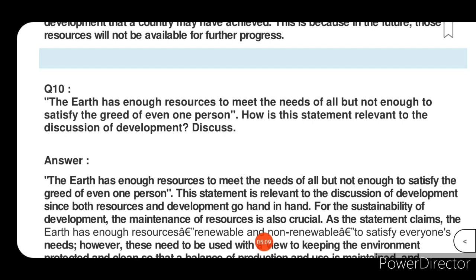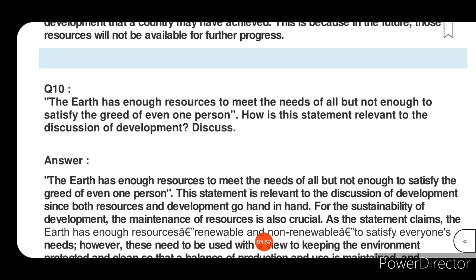even one person. The statement is relevant to the discussion of development since both resources and development go hand in hand. For sustainability of development, the maintenance of resources is also crucial. As the statement claims, the earth has enough resources, renewable and non-renewable, to satisfy everyone's needs. However, these need to be used with a view of keeping the environment protected and clean so that a balance of production and use is maintained and shortages are avoided.